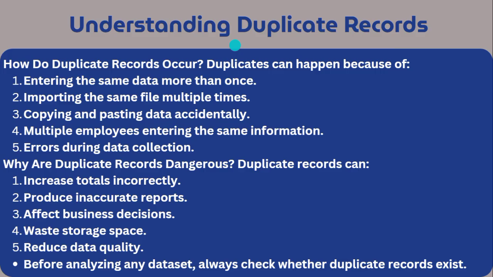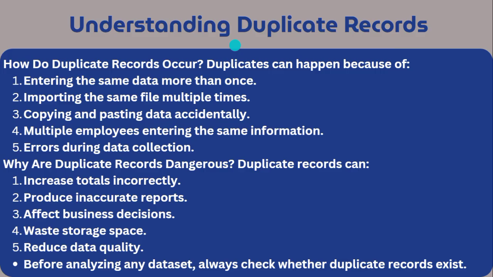Copying and pasting data accidentally is another way you can get duplicate records. Also multiple employees entering the same information, and errors during data collection. Take for example, you are using a Google form or any survey form to get records from people. Some people can decide to fill the form twice because they don't know. They might think they have not filled it before and they fill it again and enter the same information. So it means the records become duplicated.